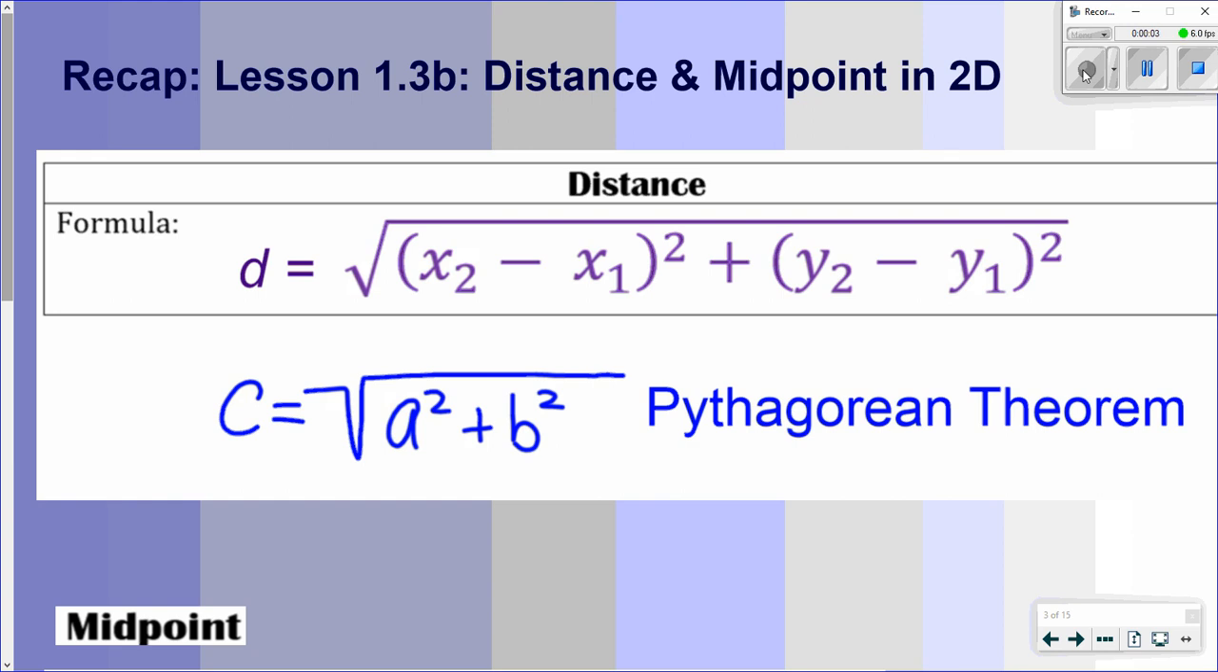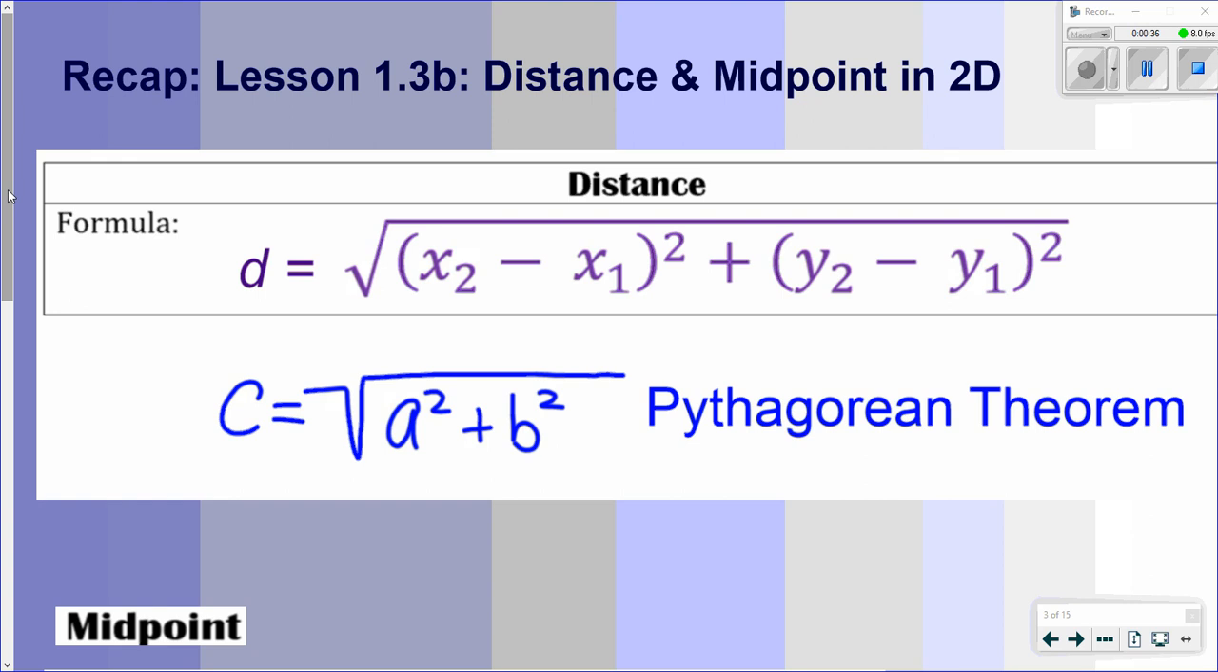Hi, before we go on to our next lesson, we're going to do a recap of lesson 1.3b, which was distance and midpoint in 2D. You've learned the distance formula, which was d equals square root of (x2 minus x1) squared plus (y2 minus y1) squared. And if you are dealing with graphs, where you do the rise over run, then that's when the Pythagorean theorem will come into play, which is c equals square root of a squared plus b squared.